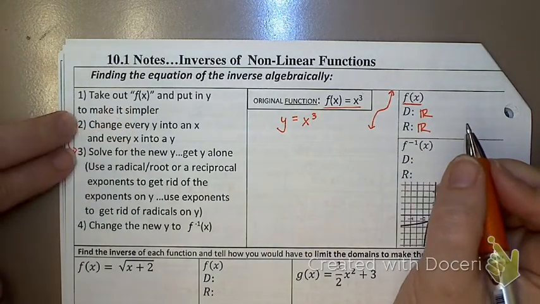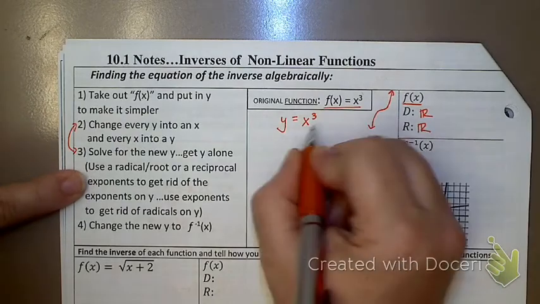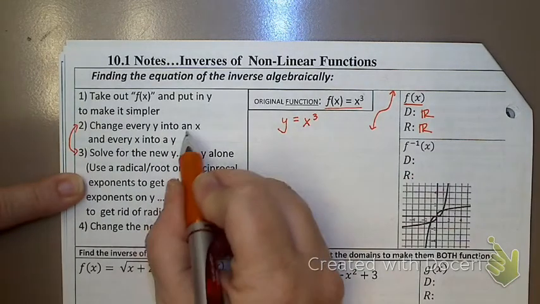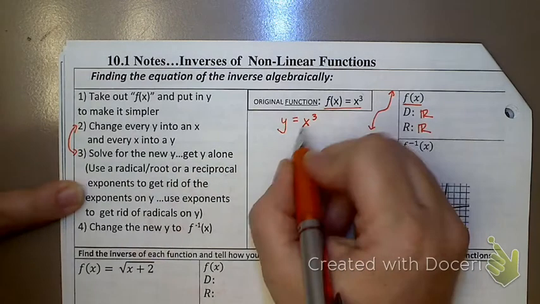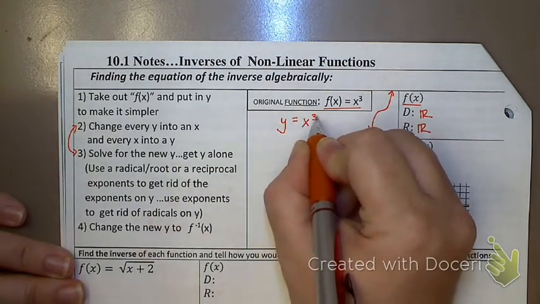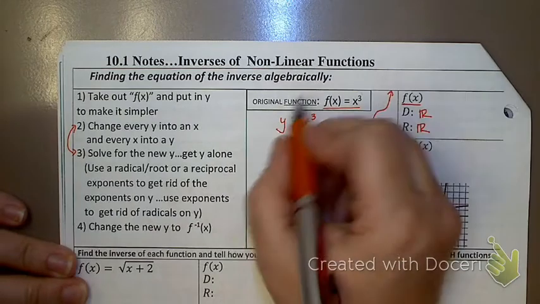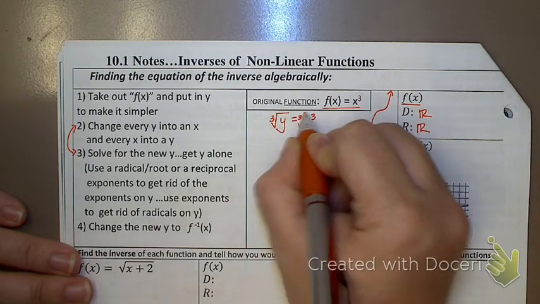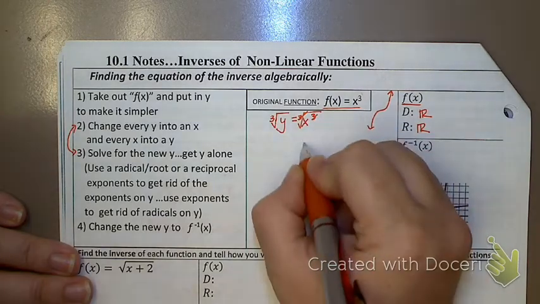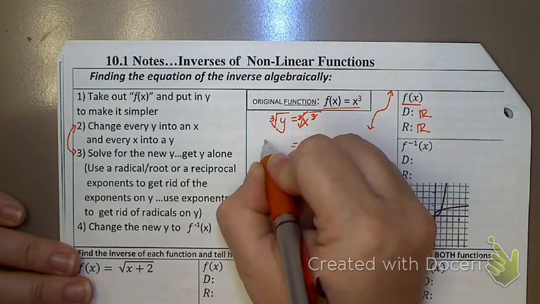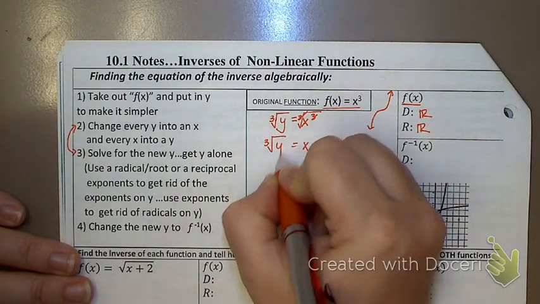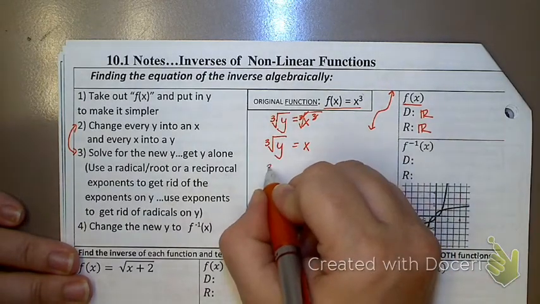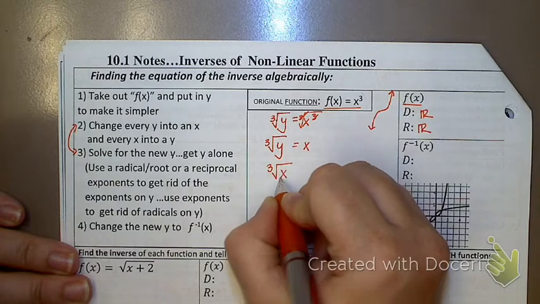Then, I'm not going to do step 2, I'm actually going to do step 3. I need to solve for x. They say solve for y, but that's because they've already changed their x to a y. So I'm going to get x by itself. If x is to the third power, the only way I can get it by itself is to take a cube root. Cube root cancels out the cube. That means x equals the cube root of y. Now I'm going to go ahead and change my x and my y.